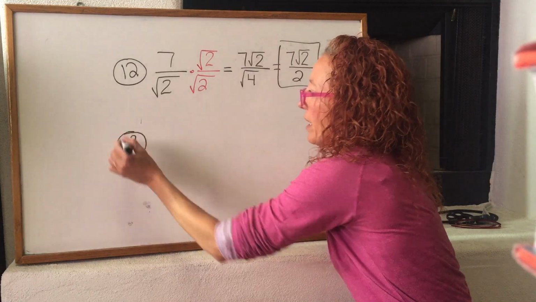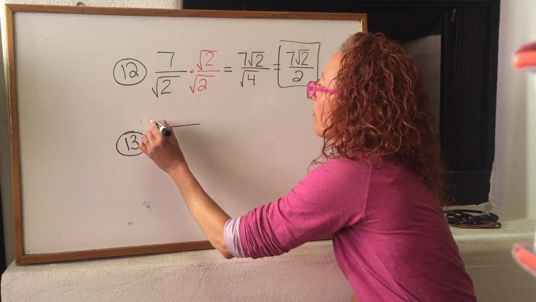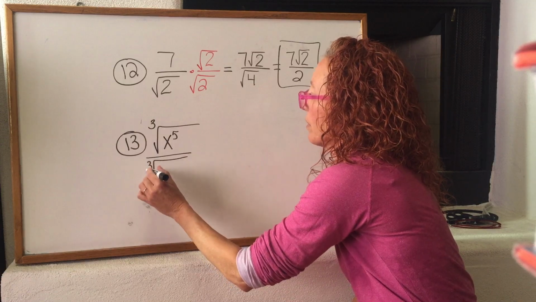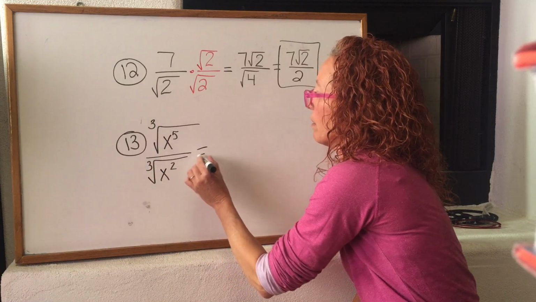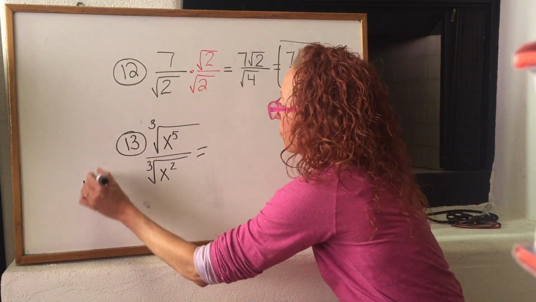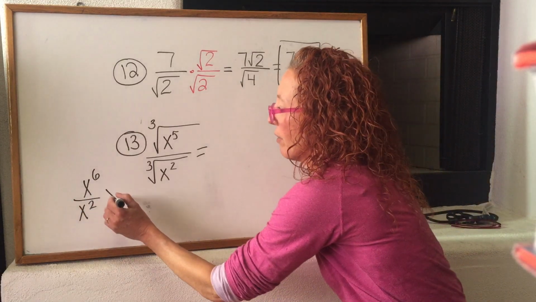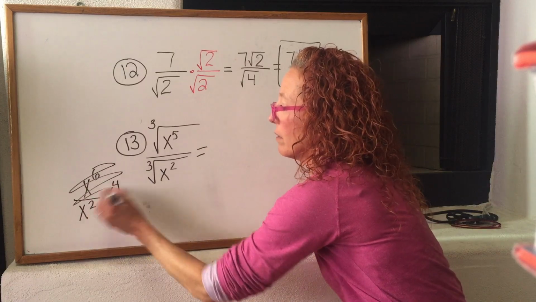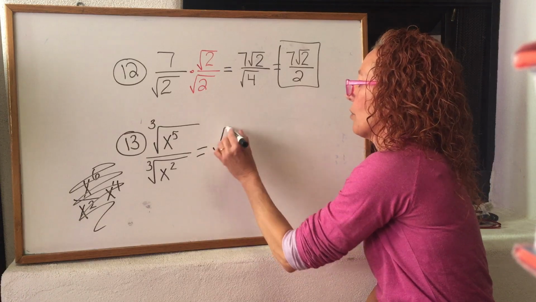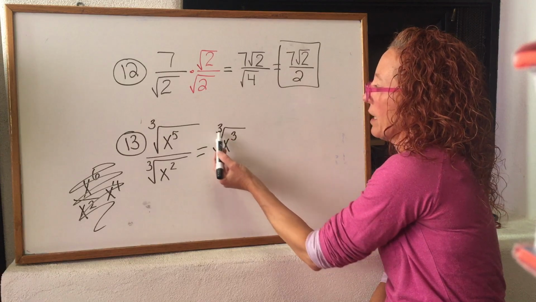13 looks again trickier than it is. Hint, hint, hint. So we have the cube root of x to the 5th over the cube root of x squared. No different here. Reduce that first. Remember that rule that if you have exponents in the numerator and the denominator, they subtract. So 5 take away 2 is x to the 3rd in the numerator, still underneath that cube root.